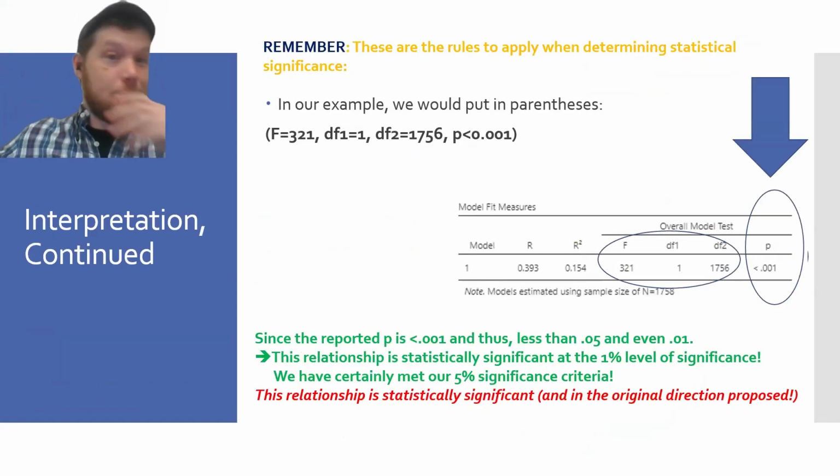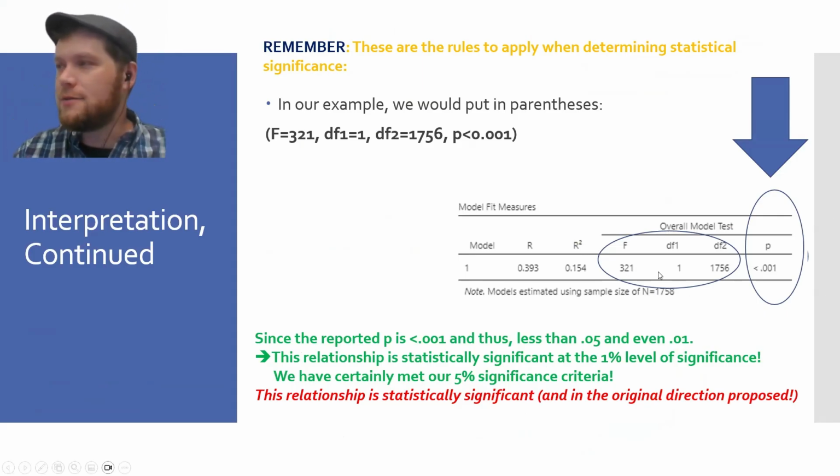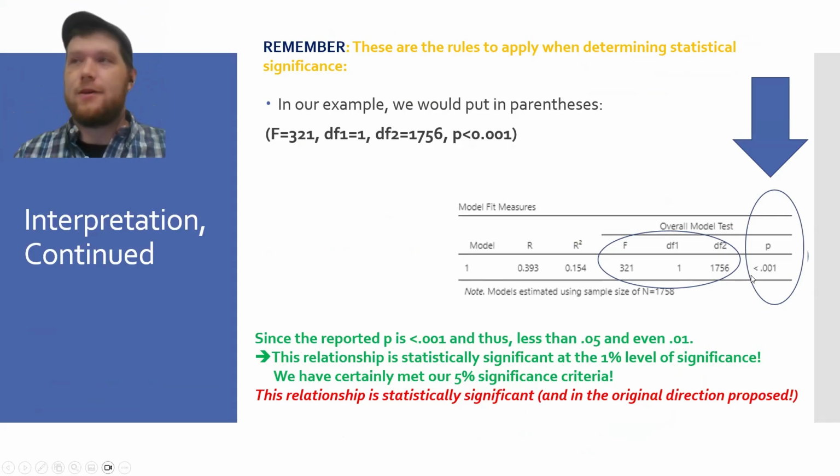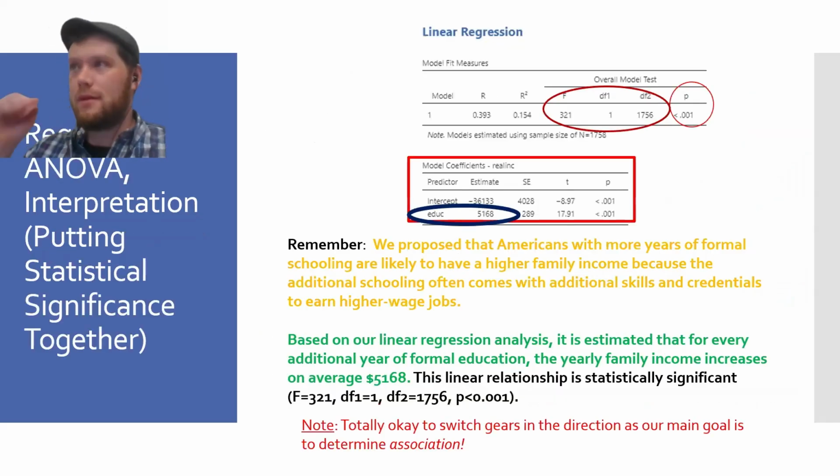There are rules to apply when determining statistical significance. So if we put all four values in the parentheses: F is 321, degrees of freedom is 1, degrees of freedom is 1756, p-value is less than 0.001. So we report that p is less than 0.001, definitely less than 0.05, and even 0.01. So it's definitely statistically significant at the 1% level, and definitely at 5%. And so we have a statistically significant relationship. Does it mean it's practical? We don't know yet. We're going to figure that out.